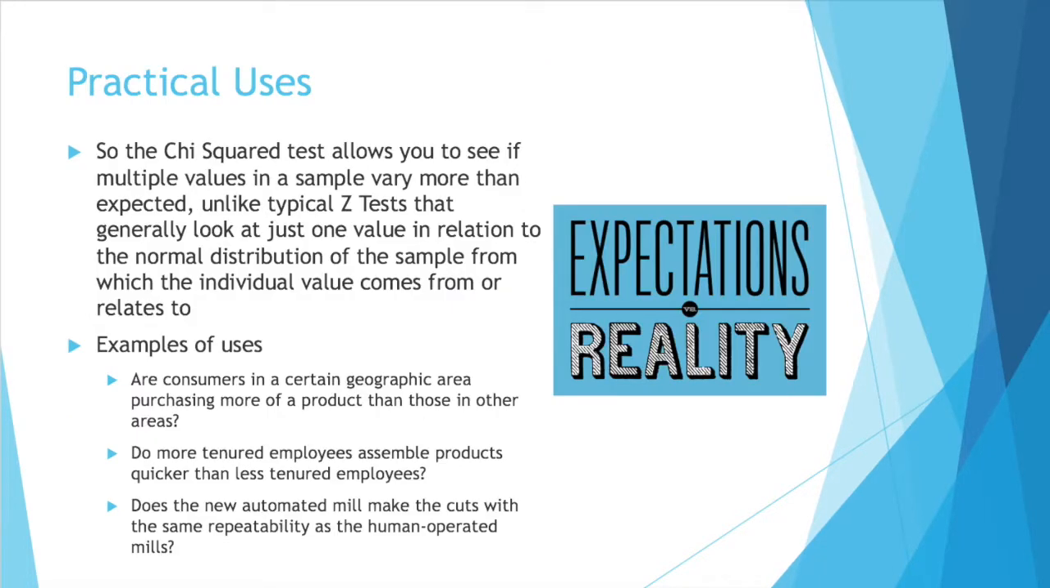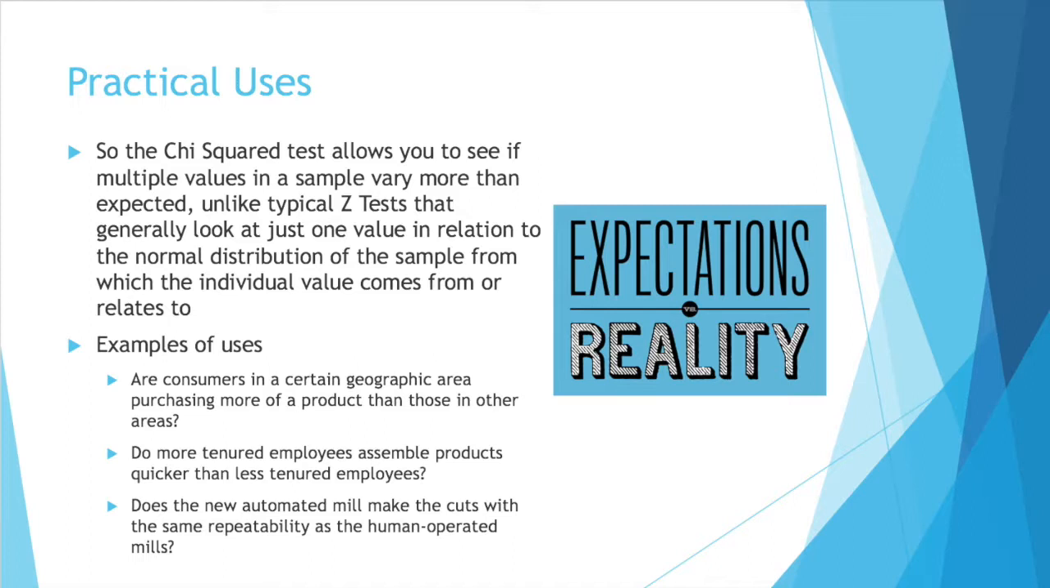So where is this used in the real world? What are some practical uses? The chi-squared test allows you to see if multiple values in a sample vary more than expected. So unlike typical z-tests that generally just look at one value in relation to the normal distribution of that sample, you can look at a whole set of measurements, categorical data. Do all these items fit what we would expect?